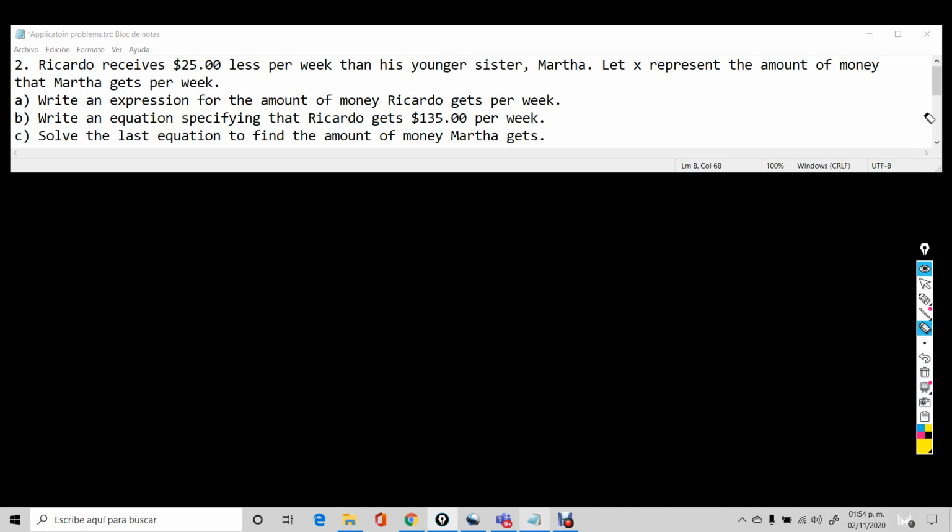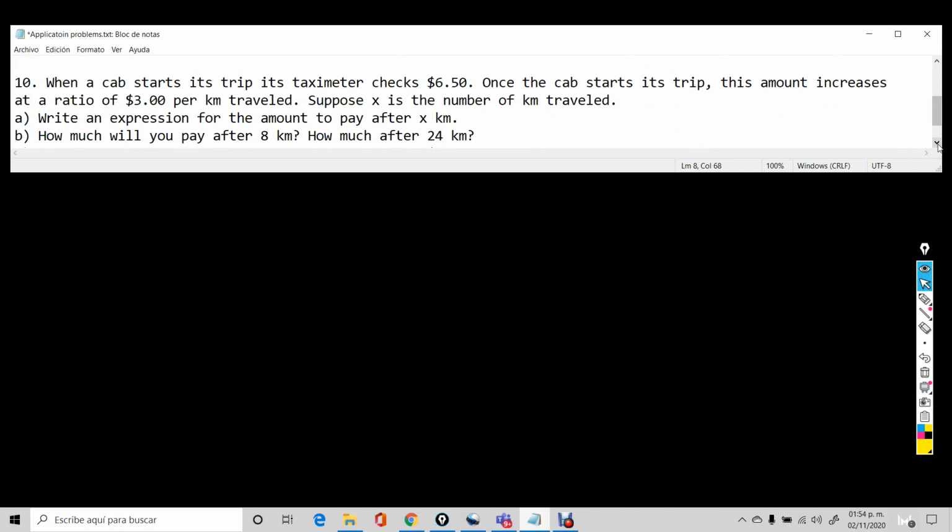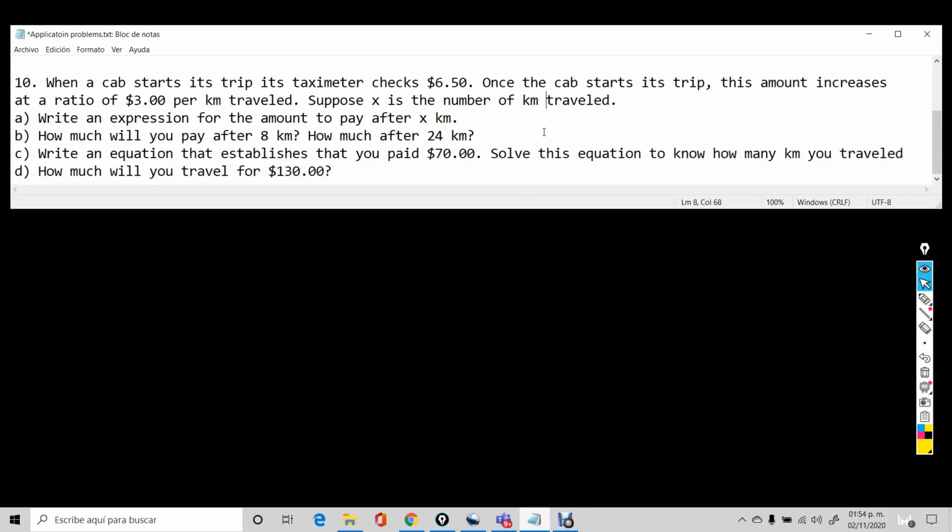So let's solve the other problem, the other example. This one's a little harder, just a little. Okay, here we go. Let's read. Always read very slowly and very clearly. We have, when a cab, which is a taxi, starts its trip, its taximeter checks $6.50. Perfect. Which is like the flat money that you have to pay just for entering the cab. In Spanish, this is called banderazo, I think.